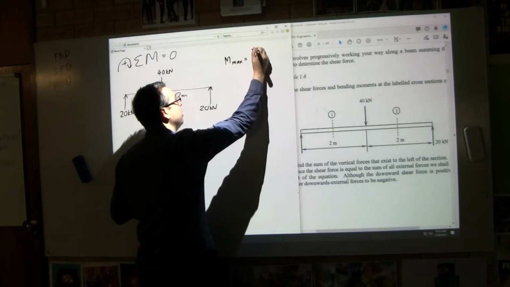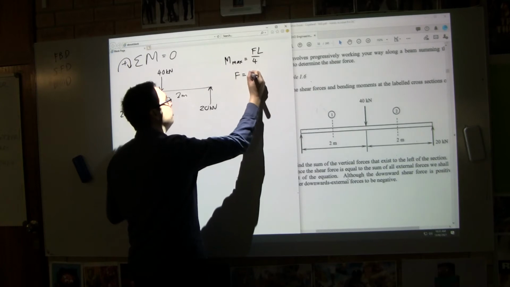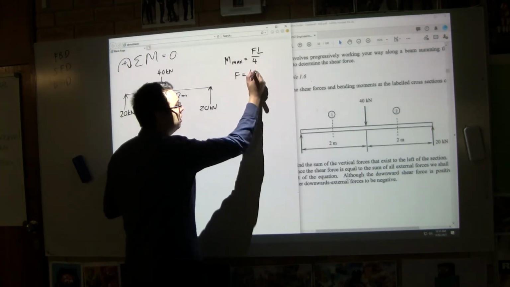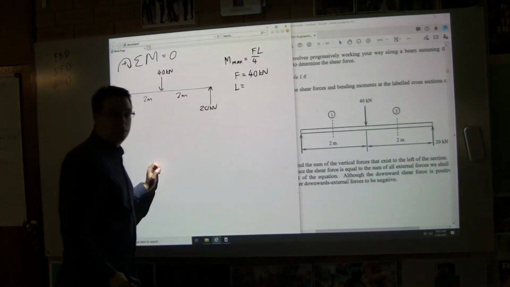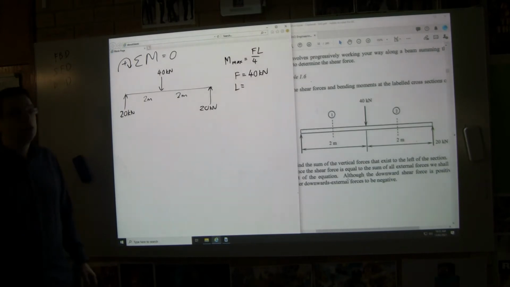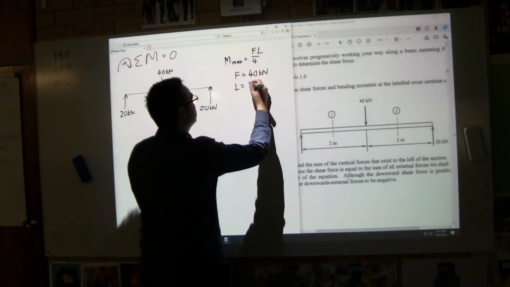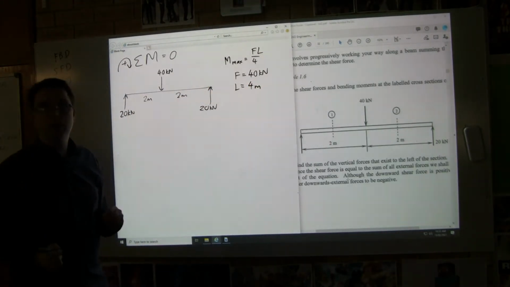Okay, the next thing is I've actually given you a formula previously to find the maximum bending moment. And we said that was FL on 4. We're going to have a look at that. So in this case, what is F in this example? 40 kilonewtons. Okay, what is L in this example? Sorry? 4 meters, exactly right. It's the distance between the spans, so it's going to be 4 meters. What we're going to calculate is what the maximum bending moments are.